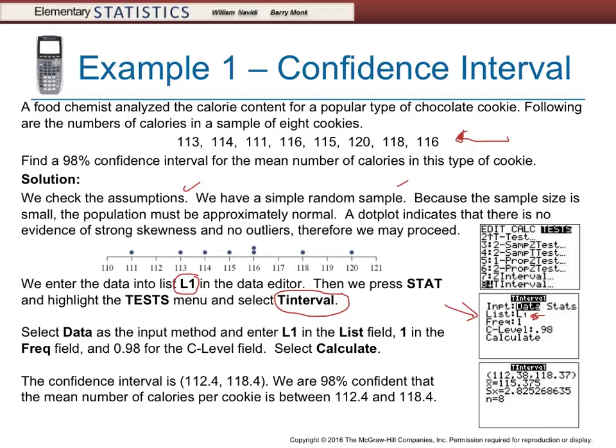We leave the frequency 1 alone, and then we go down to the C level, which is the confidence level, and we put in 0.98. Then we hit calculate. You will notice that the first entry on our screen is our confidence interval, and that confidence interval has a lower bound at 112.38 and an upper bound of 118.37.